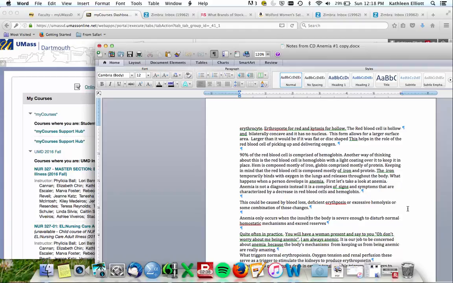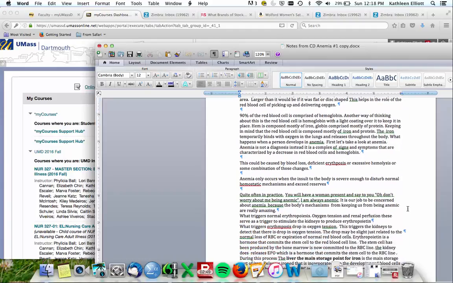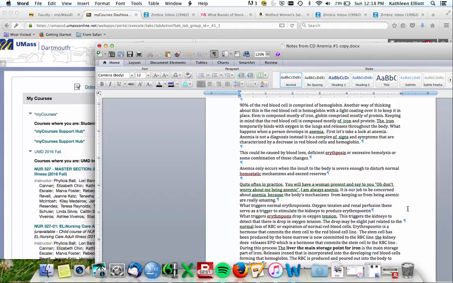Anemia only occurs when the insult to the body is severe enough to disturb normal homeostatic mechanisms and exceed reserves. In other words, our body does an amazing job preventing us from having anemia. Oftentimes in practice, women will present and, after you review their labs, say, "Oh, don't worry about me being anemic. I'm always anemic." Just like I said in class, it is our job to be concerned about their anemia, because the body's mechanisms for keeping us from being anemic are really amazing.